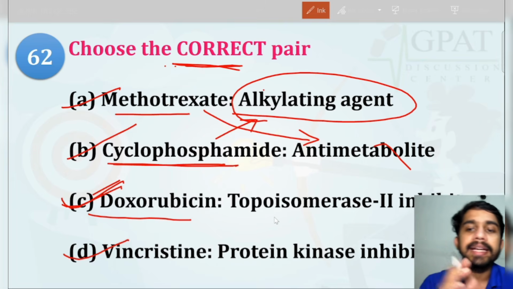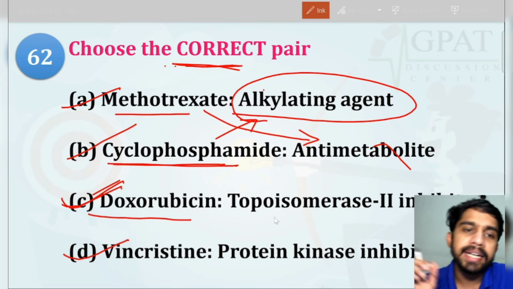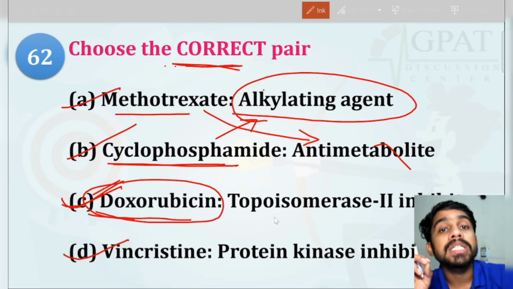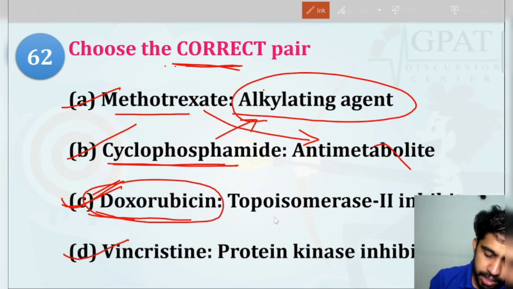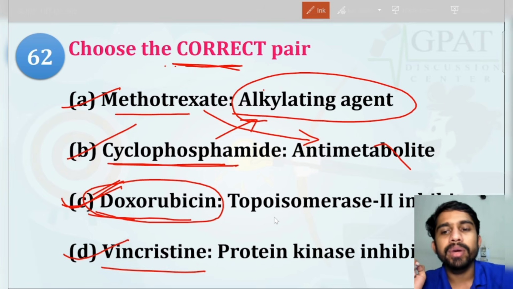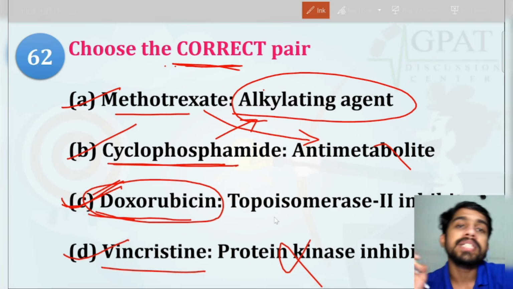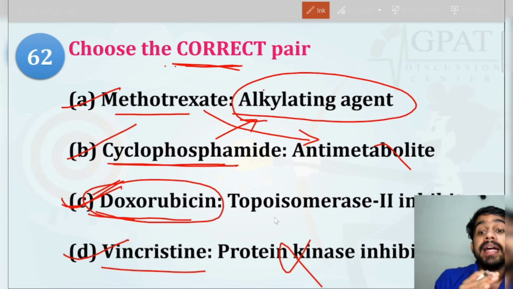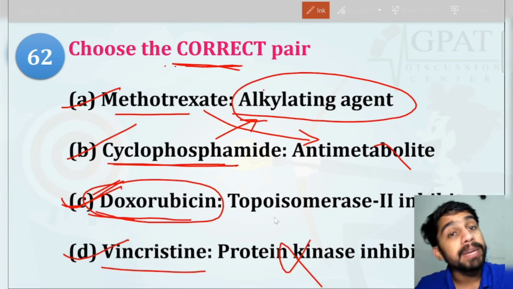Now if you talk about doxorubicin, yes, doxorubicin is a topoisomerase 2 inhibitor, and it also intercalates the DNA, and that generates free radicals. Also remember that doxorubicin causes cardiotoxicity. Remember these points, these are very important points. Next, is vincristine a protein kinase inhibitor? No. Vincristines are vinca alkaloids, and how do they act? They bind with tubulin and inhibit microtubule polymerization, that is a mitotic spindle poison, and it is not a protein kinase inhibitor.